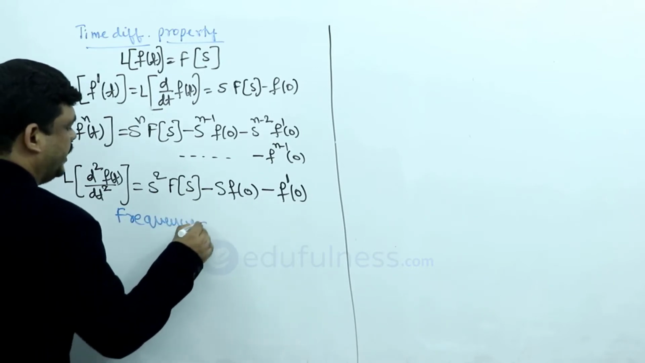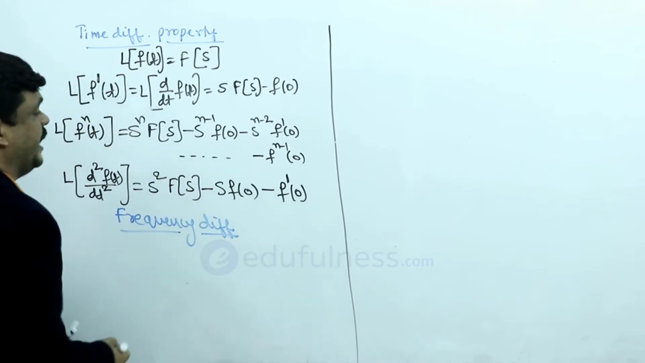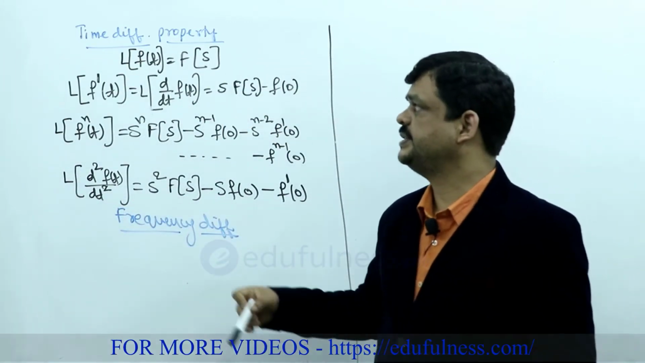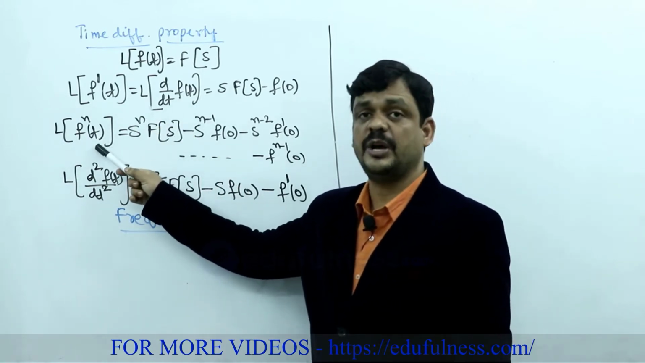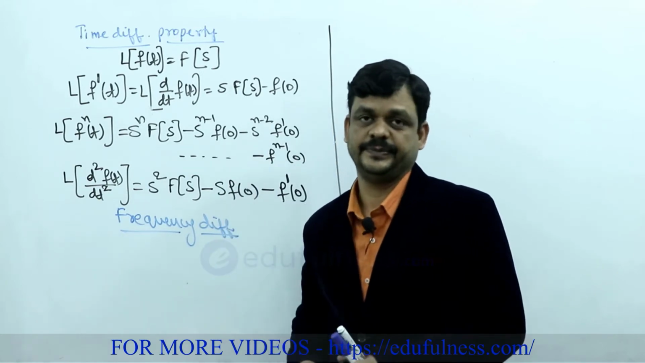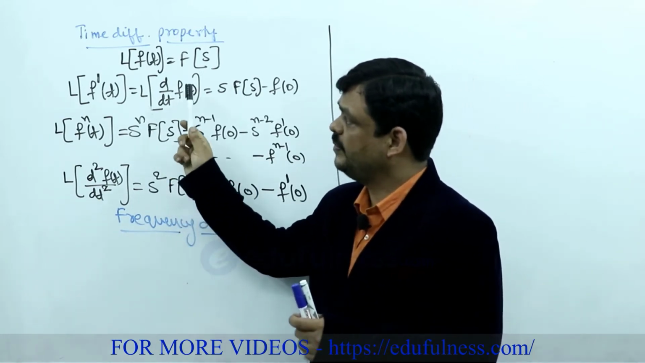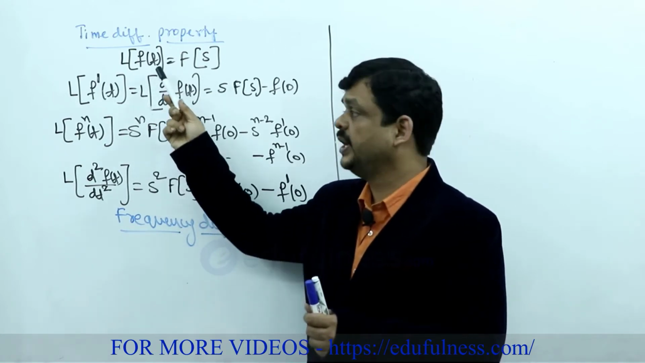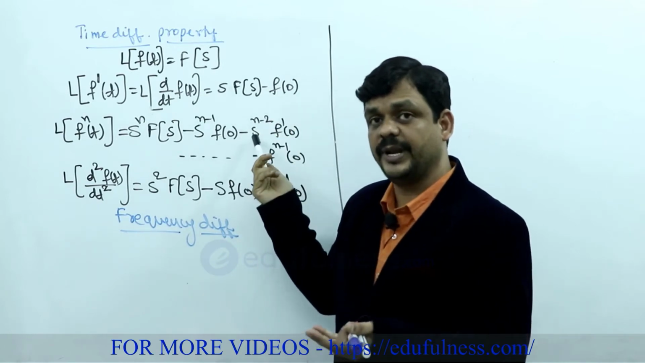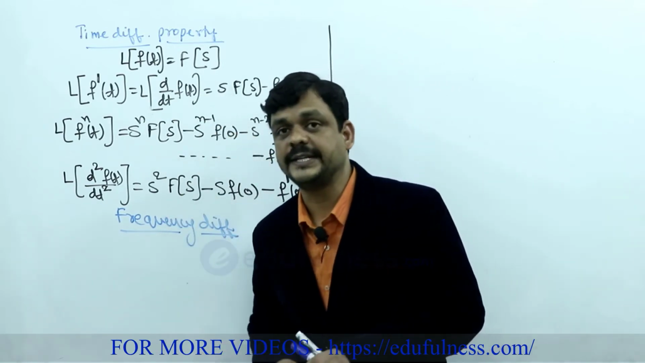Frequency differentiation property, right? See, from the time differentiation property I want to write one simple statement here. The statement is: if a differentiation operation is applied in one domain, in the other domain it multiplies with the domain factor. So please observe the statement here. In one domain, meaning here the time domain, there is a differentiation operation; in the other domain, which is the frequency domain, it multiplies with the domain factor.